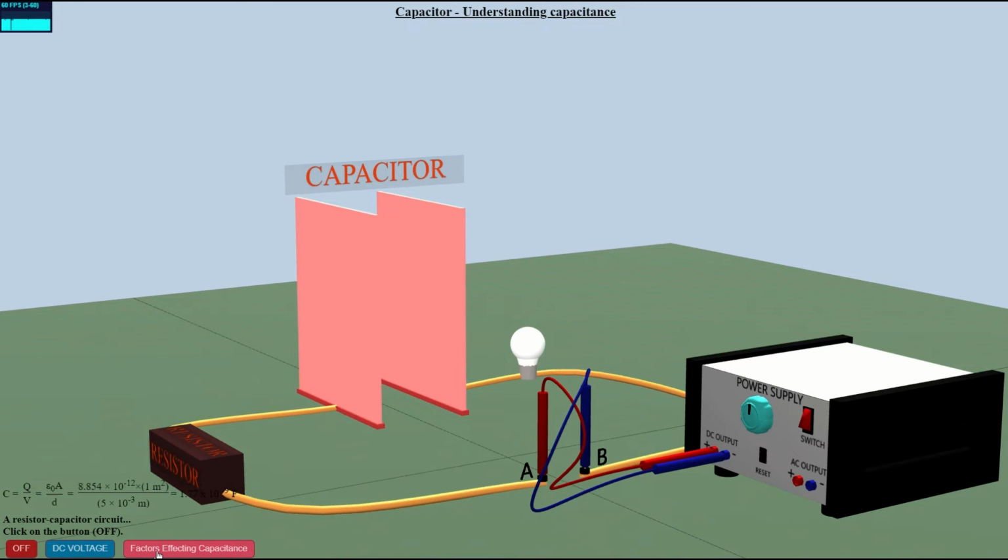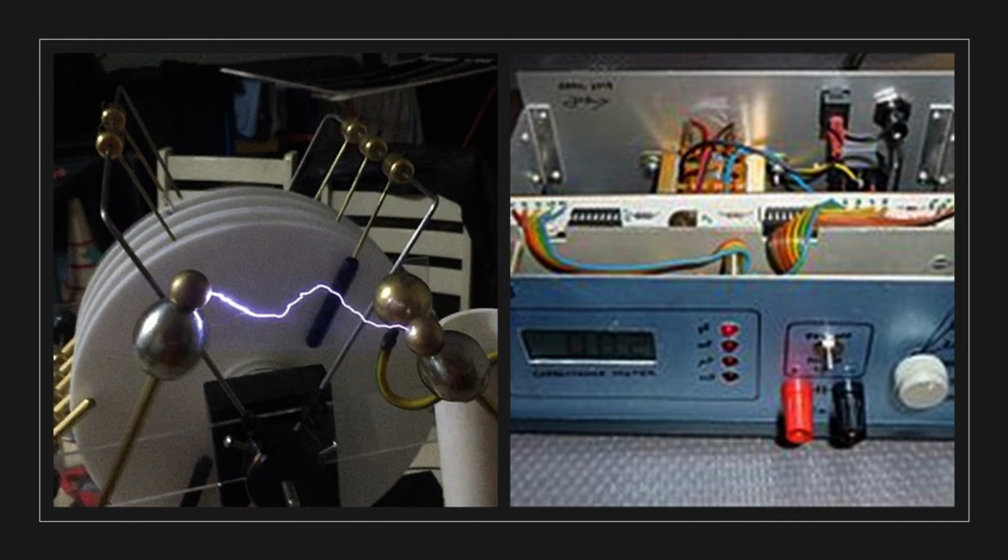Capacitors find applications in both AC and DC circuits. In DC circuits, capacitors are often used to smooth out voltage variations or to store energy. For example, in power supply circuits, capacitors help maintain a stable voltage output by filtering out fluctuations.